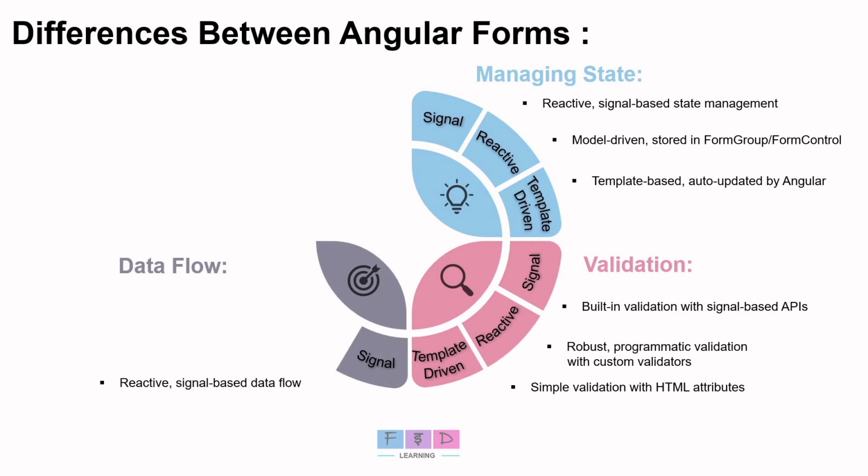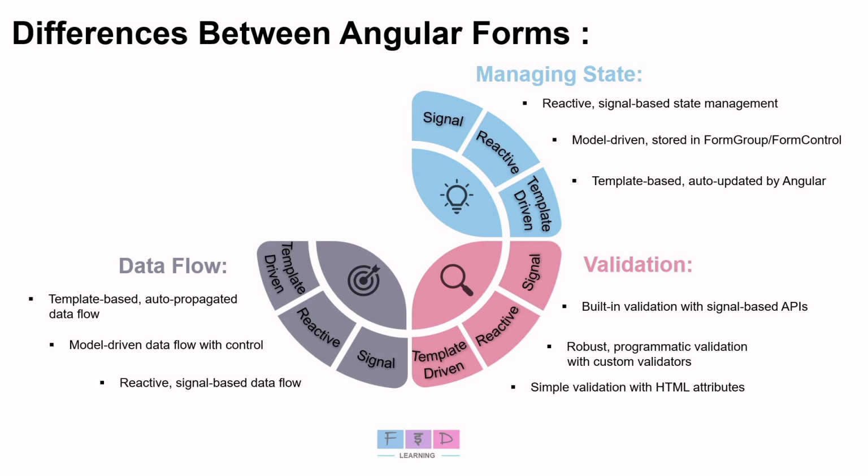Signal forms use a reactive signal based data flow. This means data updates are propagated through signals, making it efficient and reactive. Reactive forms follow a model driven data flow, giving you more control over the form data, and you manage the data flow programmatically, which is useful for complex forms. And template driven forms use the template based approach where data flow is automatically propagated between the template and the component. It's simpler but gives us less direct control.